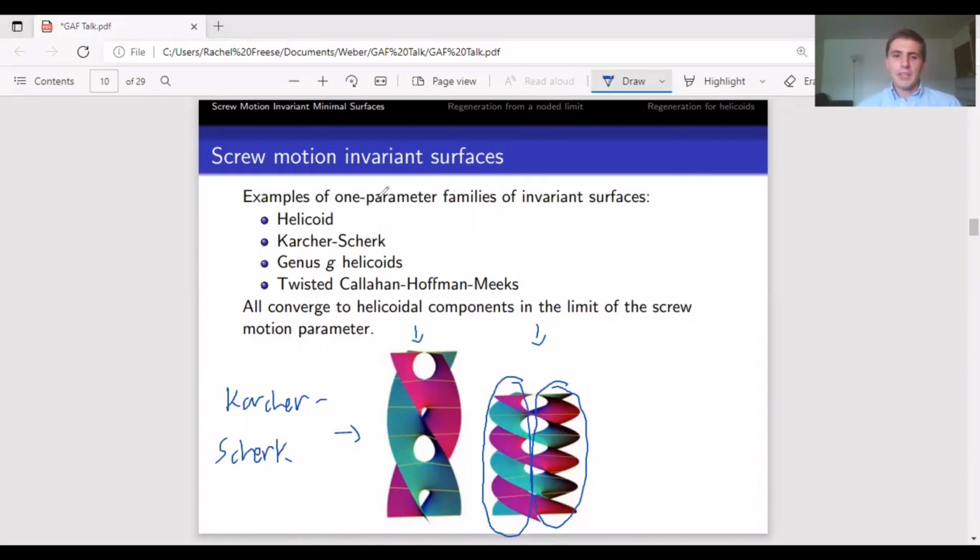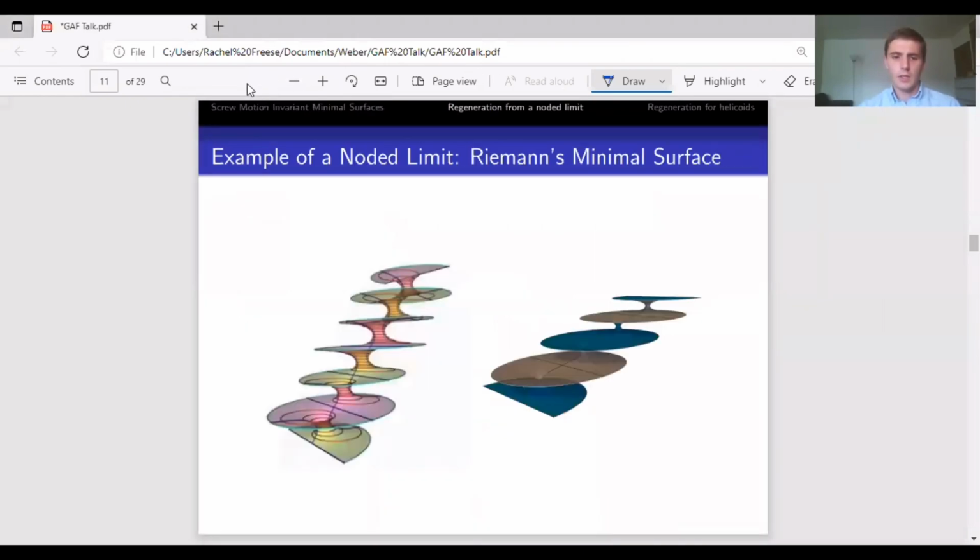And I hope to explain that process to you guys. But to explain that process, I'm going to use first a simpler example, because helicoids are, in my opinion, even though I study them for a living, harder to visualize than catenoids. So we're going to look at the first use of this regeneration technique that Martin Traizet used first with catenoids, and that was with the example of another famous periodic minimal surface called Riemann's minimal surface.